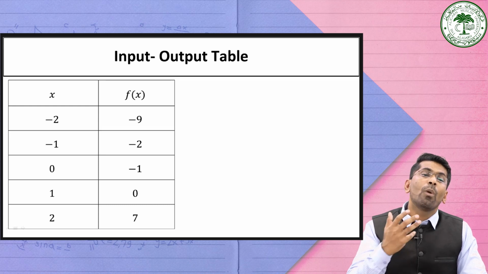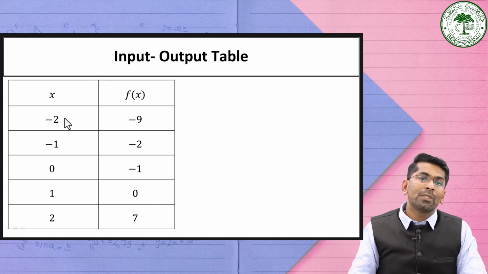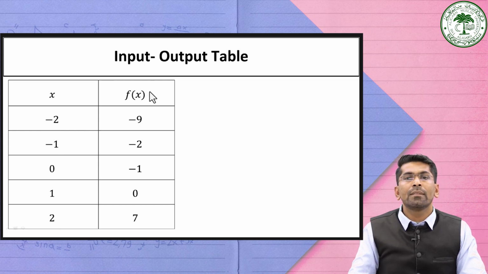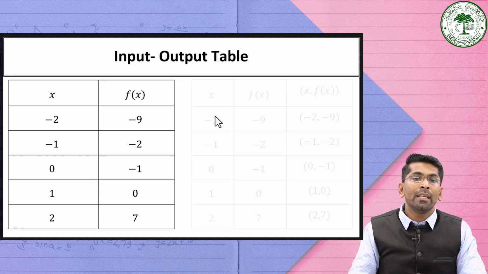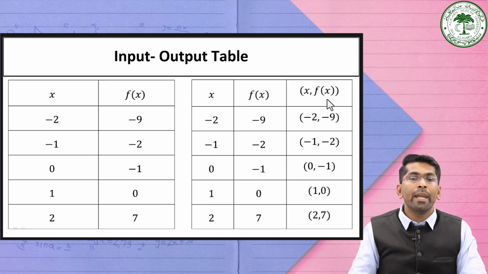How do we plot it? We have the x values, that is -2, -1, 0, 1, 2, and f(x) is equal to -9, -2, -1, 0 and 7. So if the tabulated x and y values are given in this form, then we will transform this input-output table by inserting one more column, representing the coordinates of the point, that is (x, f(x)).